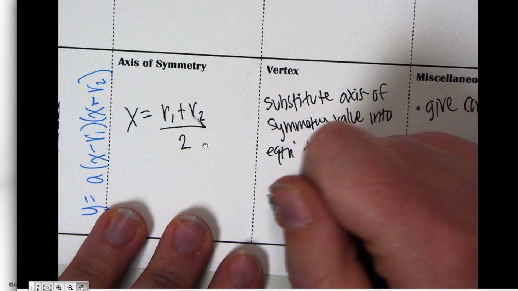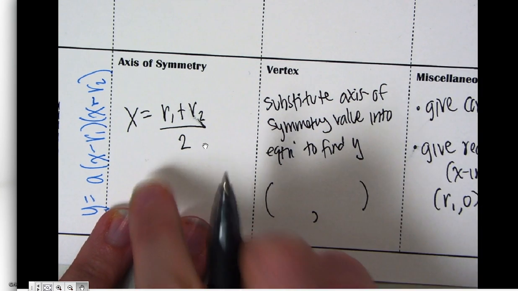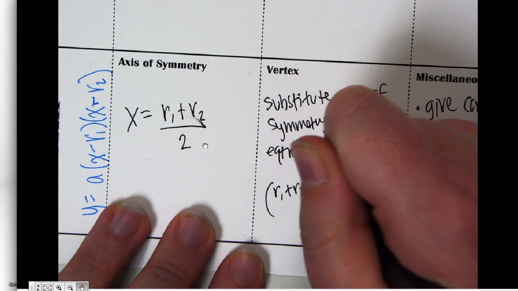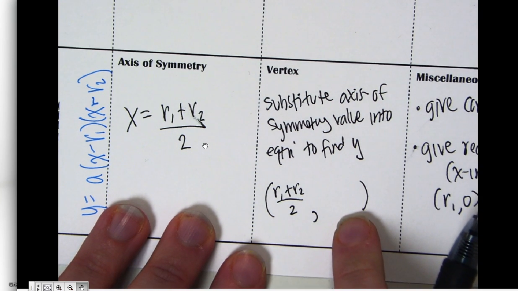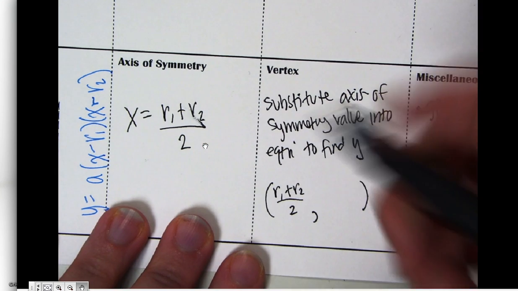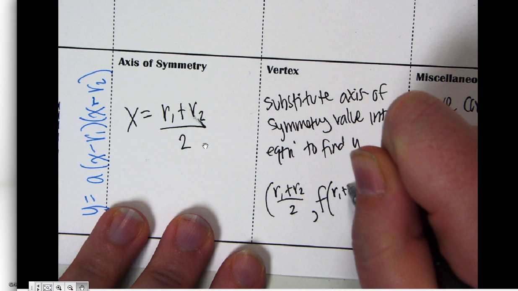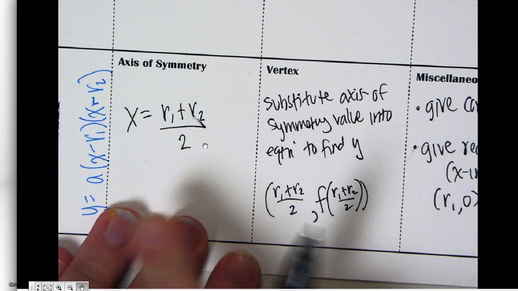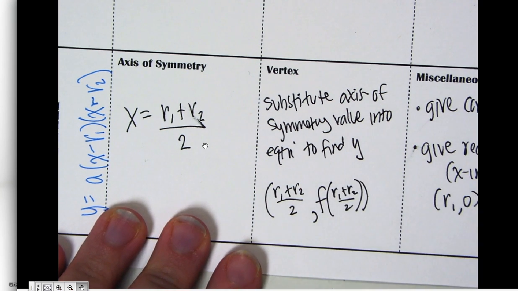Okay, so as an ordered pair, what that would look like is the x-coordinate is just going to be the same as the value for the axis of symmetry, r1 plus r2 divided by 2. And then to find the y, we want to take whatever number we get here and plug it into the equation. So I'm going to use function notation here. And what this means is we're going to evaluate the function at this value, r1 plus r2 divided by 2.